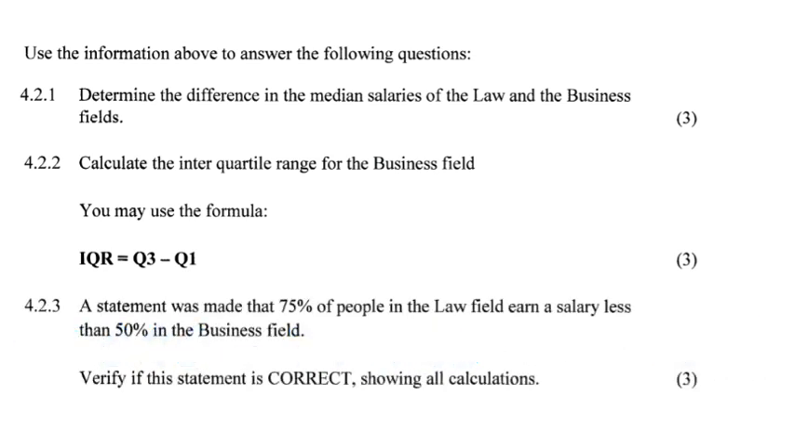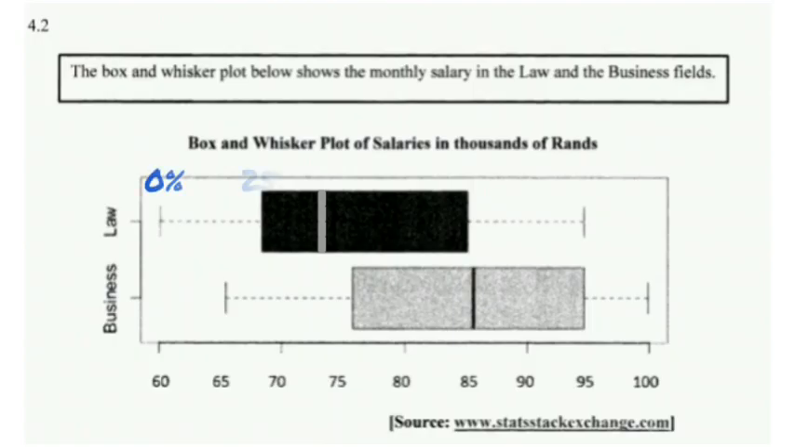Then in 4.2.3 our last question says a statement was made that 75% of the people in the law field earn a salary that is less than 50% in the business field. Now in that video that we did before, it explained to you where the 75 is and where the 50 is. So basically at Q1 it's at 25, Q2 is at 50, and Q3 is at 75.